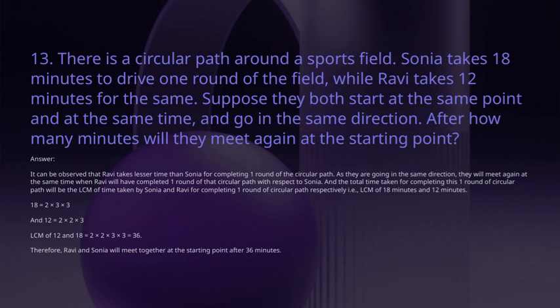This means that after 36 minutes, Ravi and Sonia will both have completed a whole number of laps and will meet again at the starting point. Since Ravi takes 12 minutes per lap, he completes 3 laps in that time, and Sonia completes 2 laps. The key takeaway here is that the total time for them to meet again at the start is the LCM of their individual lap times. In this case, it's 36 minutes, which is the minimum time when both are back at the starting point together. This idea of using the LCM helps us understand repetitive patterns and timing in circular motion, which ties into the overall theme of motion and periodicity we're exploring.